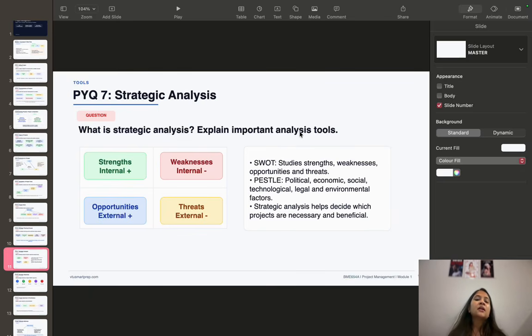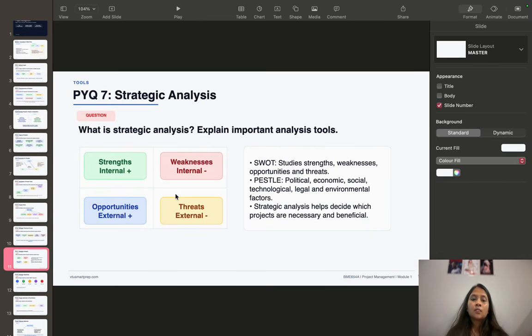So strategic analysis helps an organization to decide which projects are necessary, beneficial, and aligned with long-term goals. So you can just write the answers for this specific question. Anywhere this keyword is used, strategic analysis, all these keywords you have to remember in your mind. Memorize it and write down the answer in the exam.